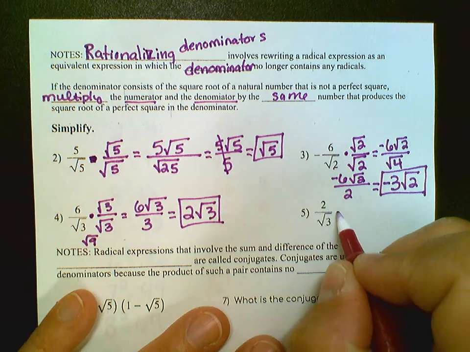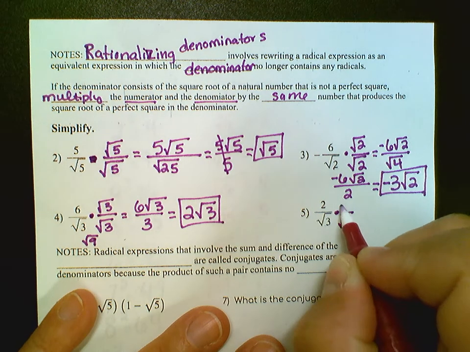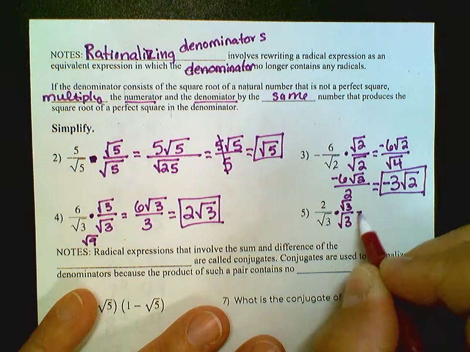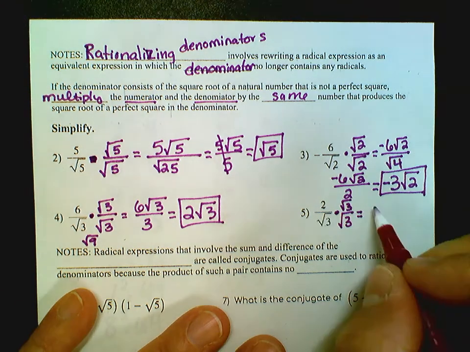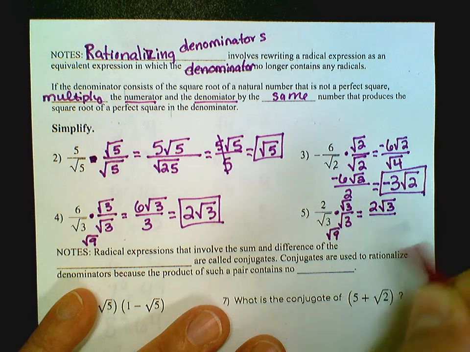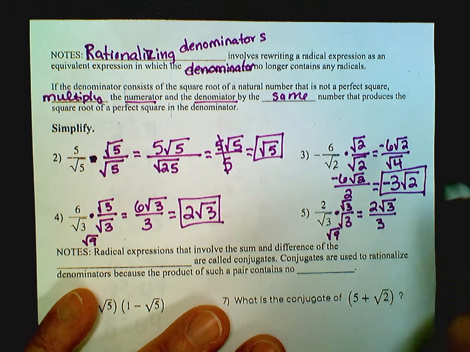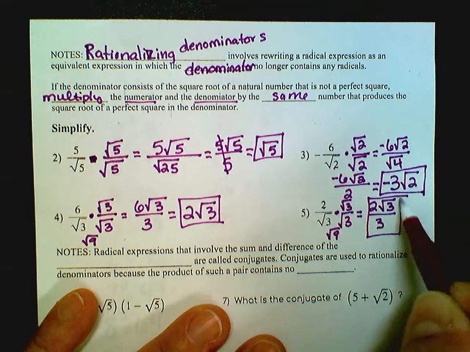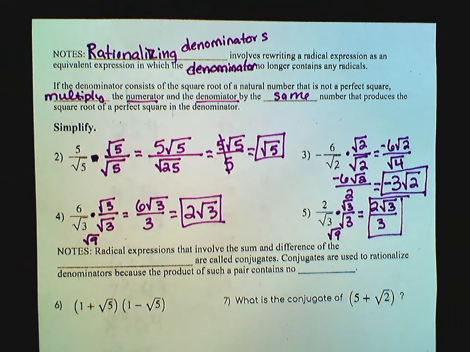And then number 5, multiply both by the square root of 3. 2 times the square root of 3 is just that. This is the square root of 9, which is 3. This time, nothing can be simplified, so that is my answer.